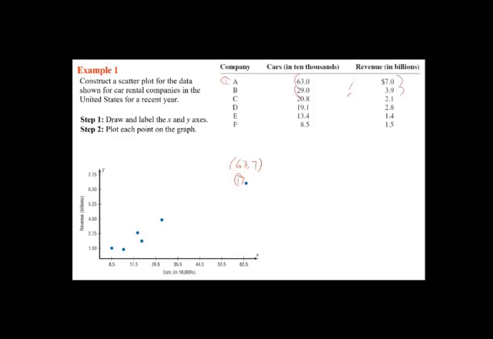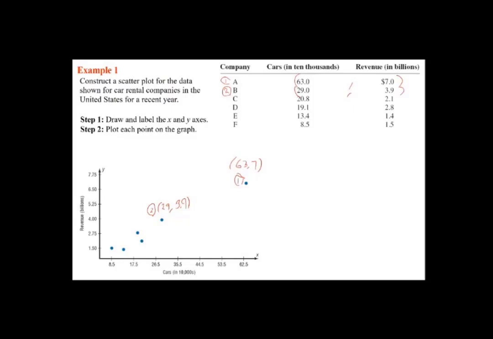I hope it is clear to everybody. Just as an example, this is pair number 2, 29, comma 3.9. We can easily see the pair, and we have an idea how we come up with the rest.